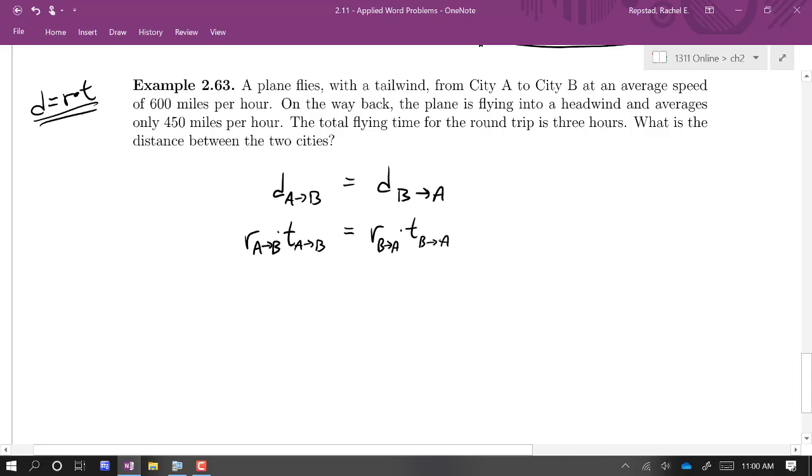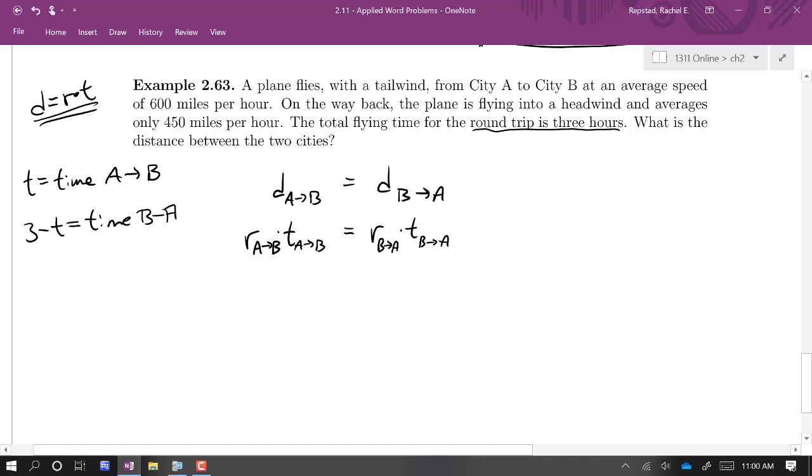And setting it up this way, I know the rates, right? They tell me the rates. So my variable is going to be in the time. I know that it's 3 hours for a round trip. So I'm going to let t equal the time to go from city A to city B. And if it's 3 hours round trip, then that means 3 minus t is equal to the time to go from city B to city A.